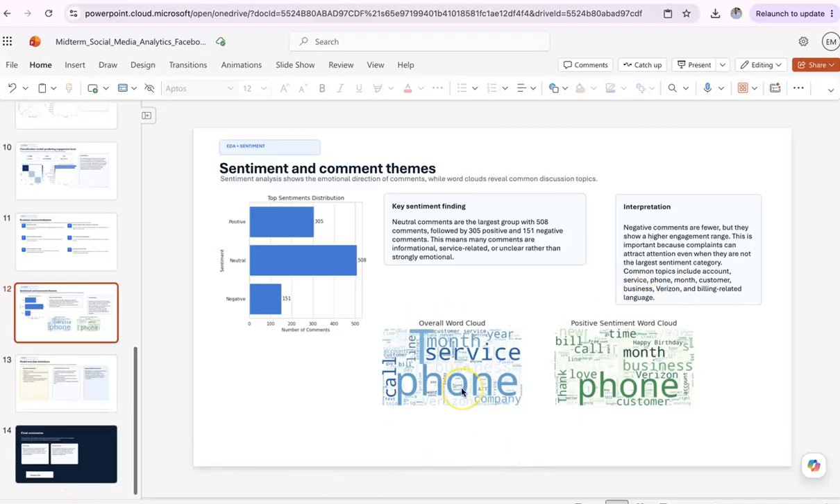So the word cloud shows frequent terms such as account, service, phone, month, customer, business, Verizon, and billing related language. These words indicate that many comments are connected to customer service and user experience issues.